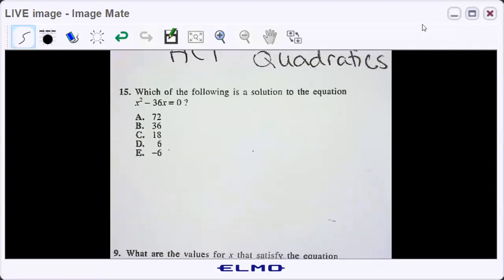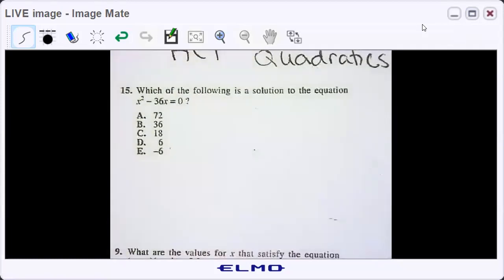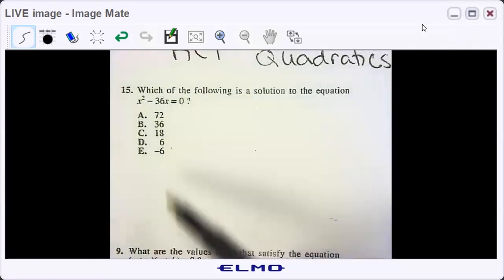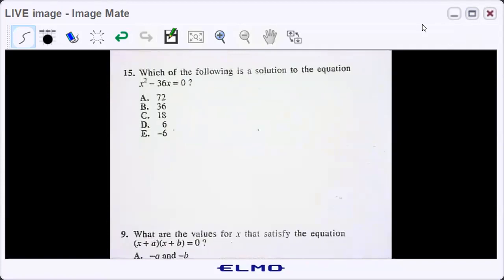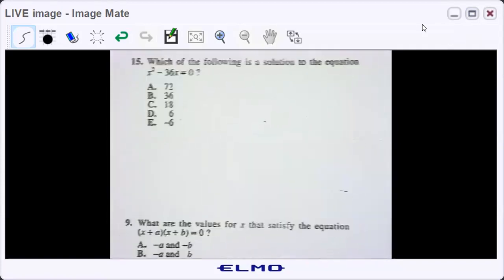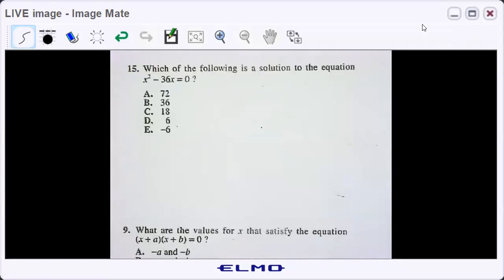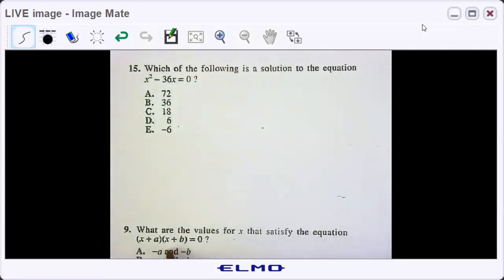a very quick recap. If you're trying to find solutions to any quadratic, there are typically going to be two solutions, possibly only one or some complex solutions, but we can factor it and we can set those factors equal to zero. If you notice, this one down here is already factored, so that one should be pretty quick.